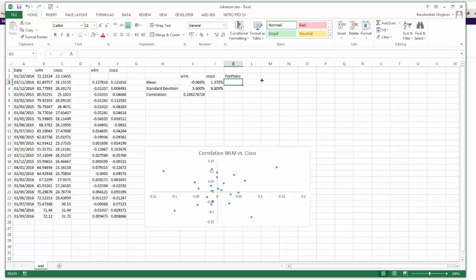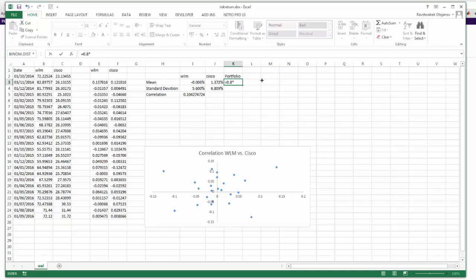Now, the portfolio mean is basically the fraction of money I want to invest in Walmart times the Walmart returns, plus the fraction of money I want to invest in Cisco times the Cisco returns. Let's say I have £100. I'd like to invest 80% in Walmart.